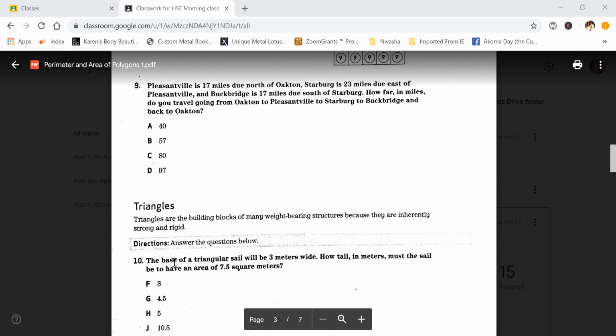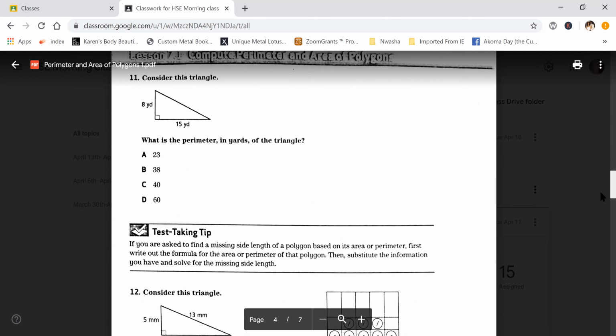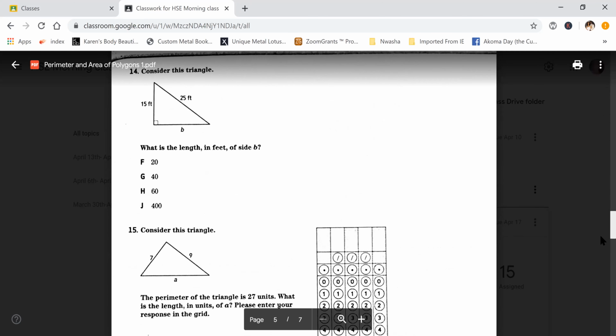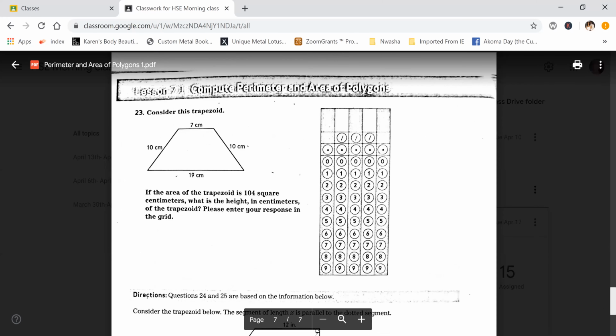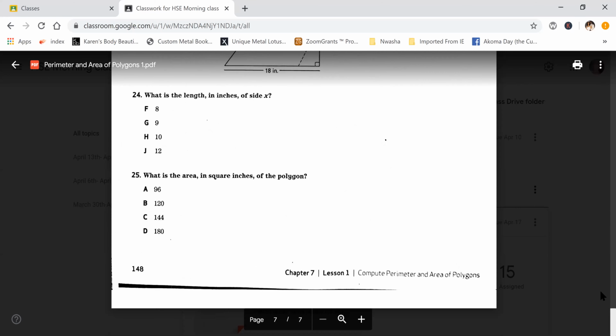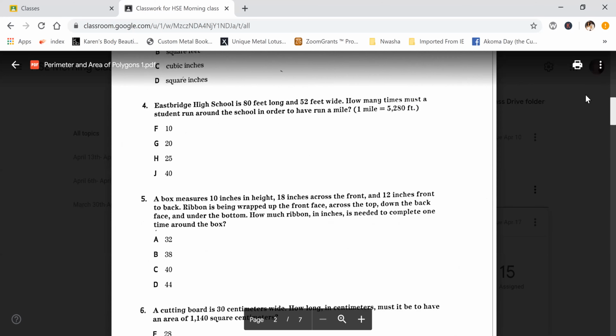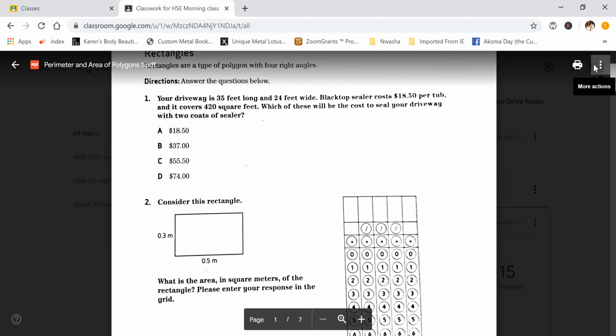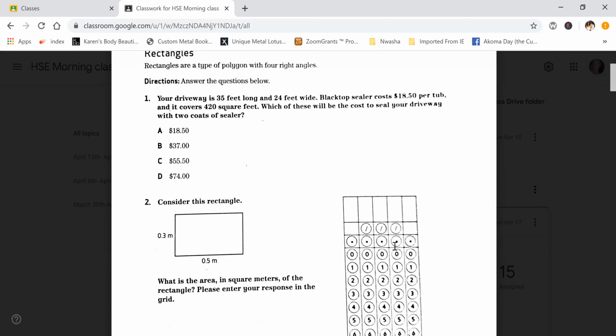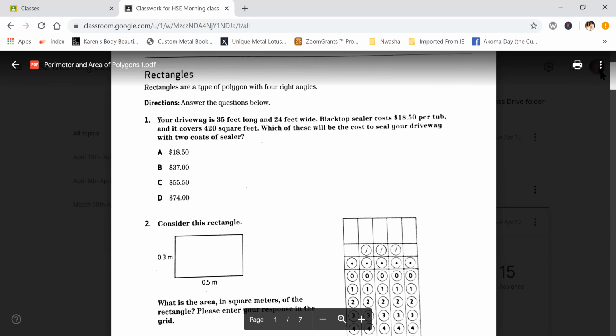Then you can see, starting with question number 10, it starts with triangles. So we're going to review that formula. And that is all the way to number 17. And then, starting with number 18, is the parallelograms and trapezoids. And then that's going to go to number 25. So our goal today is just to review the rectangles and make sure that we know that formula coming from this perspective. So some of them are multiple choice, and then some like this are still the answer that you're putting onto the grid. So we're going to start out with question number 1.